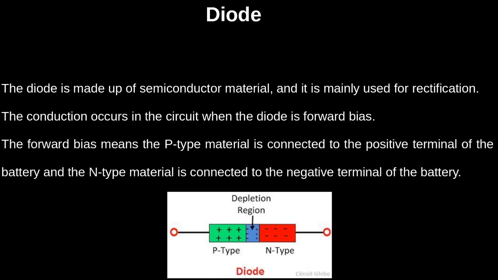Forward bias means the p-type material is connected to the positive terminal of the battery and the n-type material is connected to the negative terminal of the battery. So this is the block diagram of the diode. Here the plus sign or green shade represents the p-type region, while the red side represents the n-type region, and in between the two regions there is a depletion region. So this is the symbol of the simple diode.